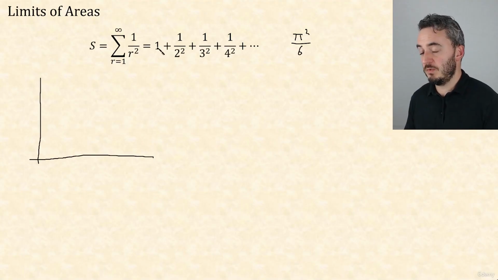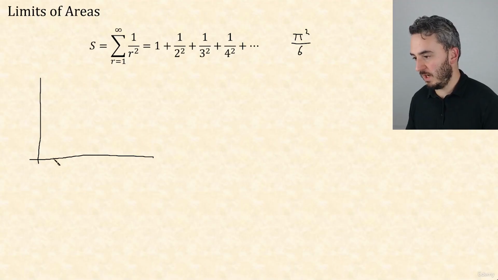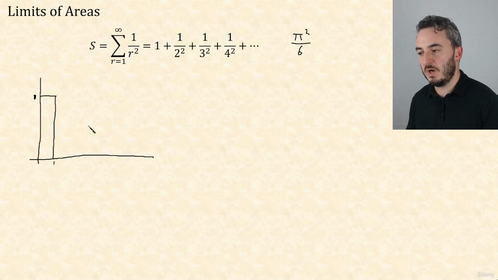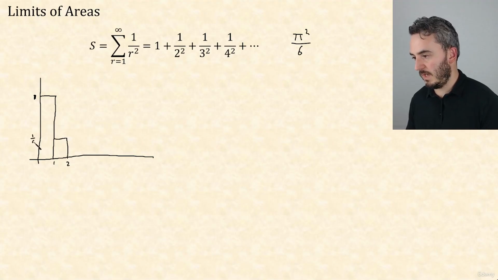We imagine what these would look like stacked up as rectangles. Well, the rectangle 1, we could give it a base of 1 and a height of 1. Now, I know that the scale here is not the same. That's okay. 1 and 1. The next one, 1 over 2 squared. So that is a base of 1 and a height of a quarter. And so on. And then a base of 1 and a height of 1/9, and so on.